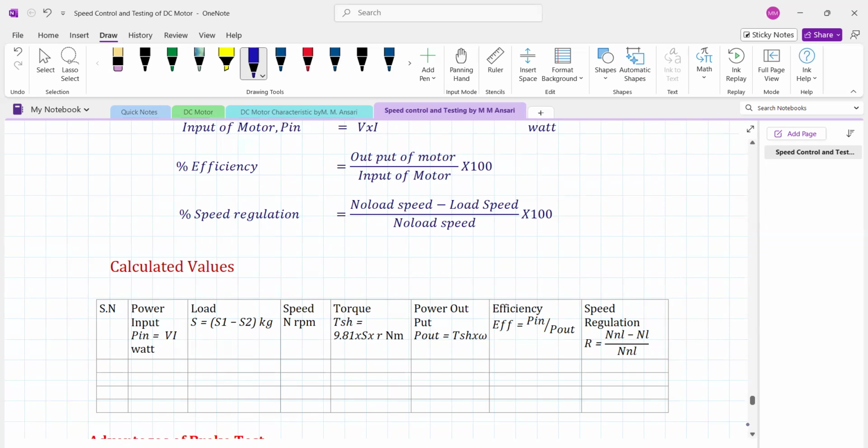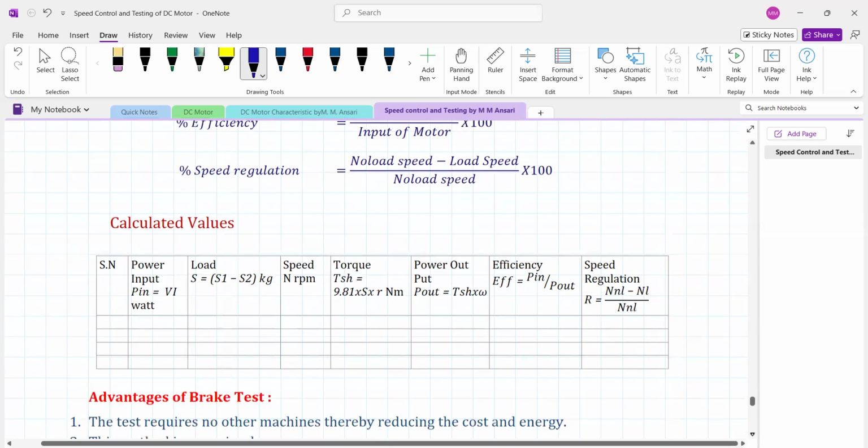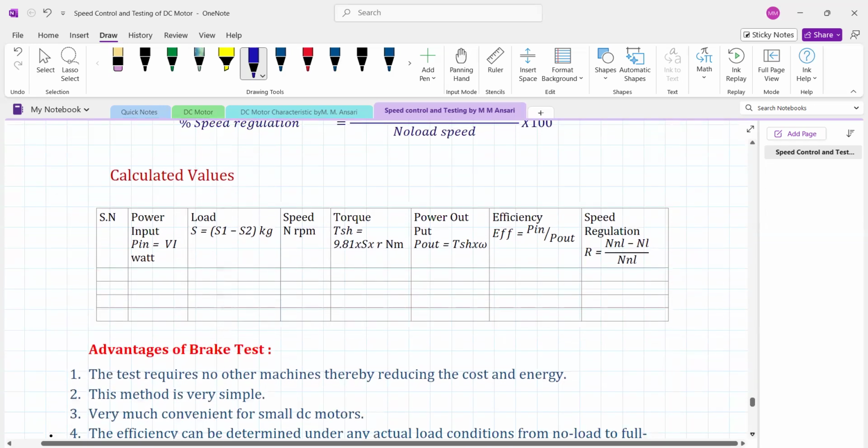So once these calculated values are available, it is possible to draw the performance characteristics of the motor. It may be any type of DC motor: series, compound, or shunt.